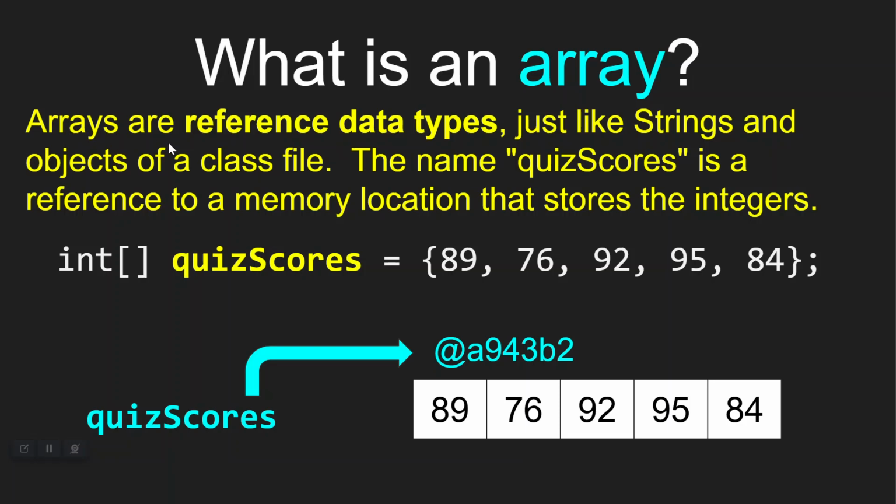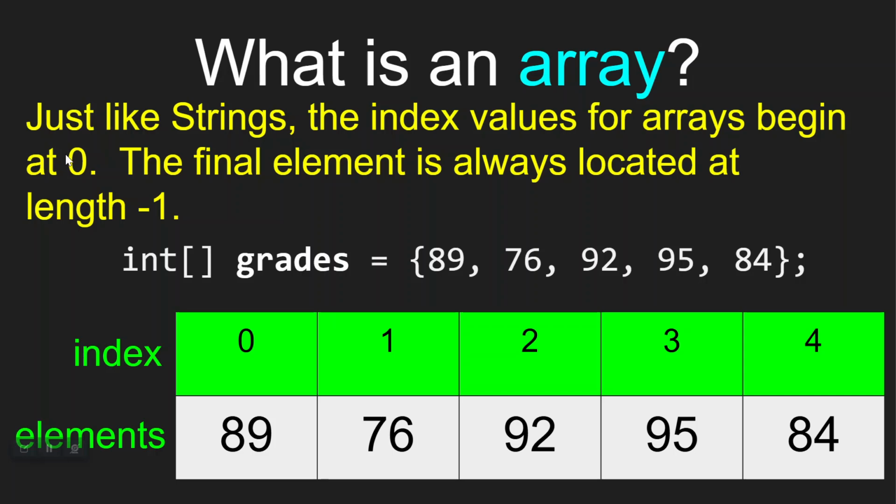Speaking of strings, arrays are also what we call reference data types, just like strings and objects of a class file. So with this example that you see down here, the name quiz scores is a reference to a memory location, which you see right here. Again, quiz scores points to an area in memory where all of these values are being stored. So just keep in mind that arrays are reference data types. And just like strings, the index value for arrays begins at 0, and then the final element is always located at length minus 1. So again, a lot of similarities with strings.